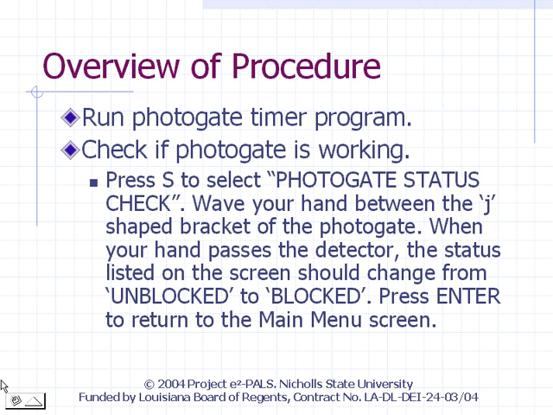Before you start rotating the Centripetal Force apparatus, first make sure that the detector is working properly and is communicating with the PhotoGate timer program. At the main menu of the PhotoGate timing program, press S to check the status of the PhotoGate. It should say that the detector is unblocked. Wave your hand between the J-shaped bracket. As you pass your hand through the detector, the status shown on the screen should change to blocked. If your PhotoGate is not working, ask your instructor for assistance. Otherwise, press Enter to return to the main menu screen.